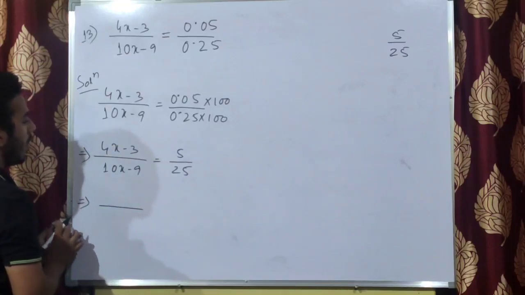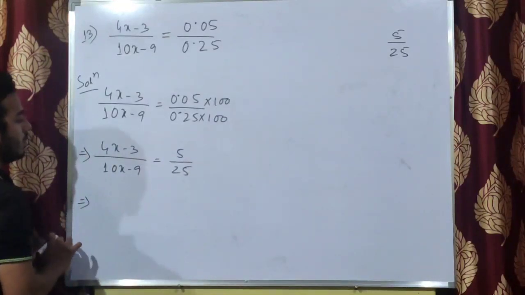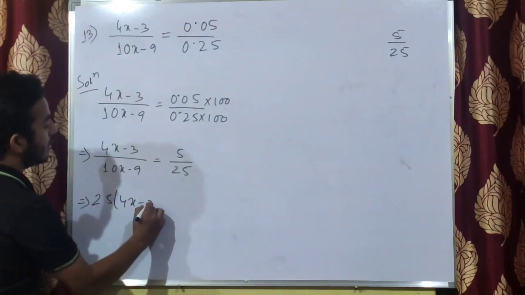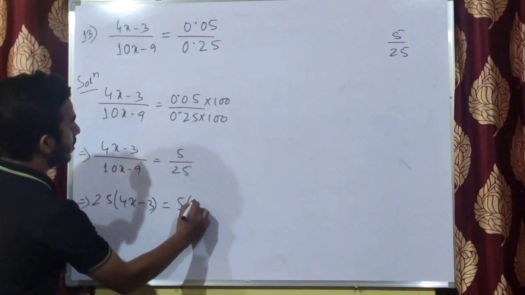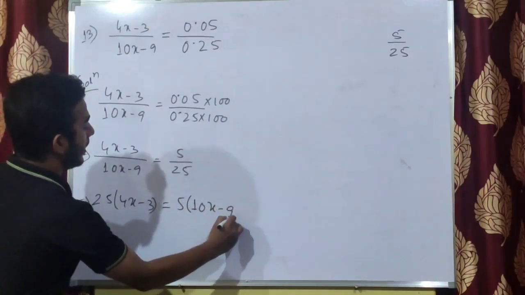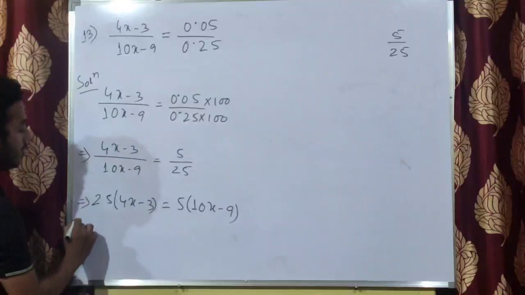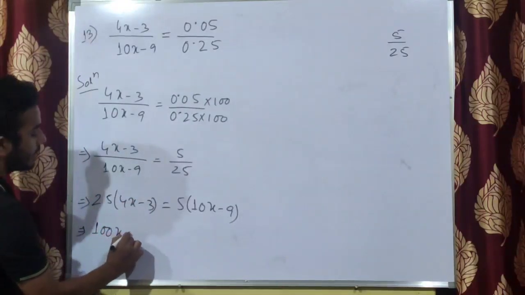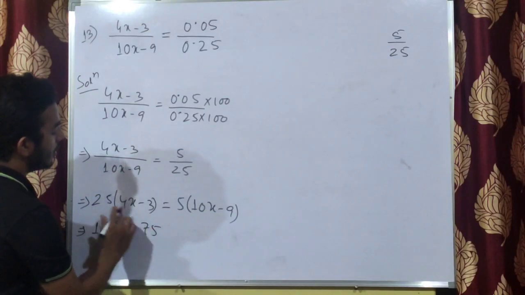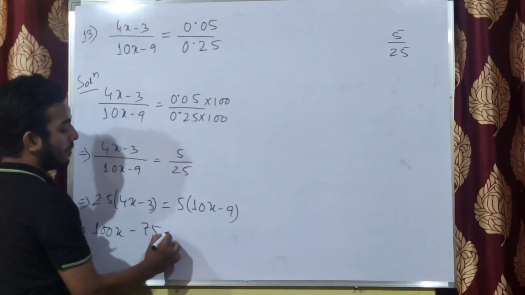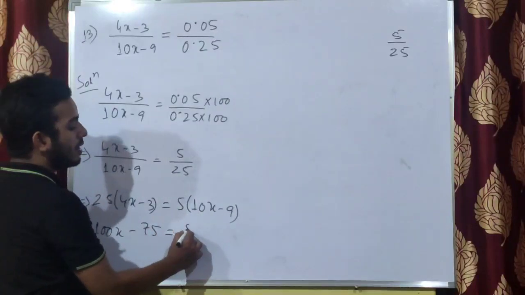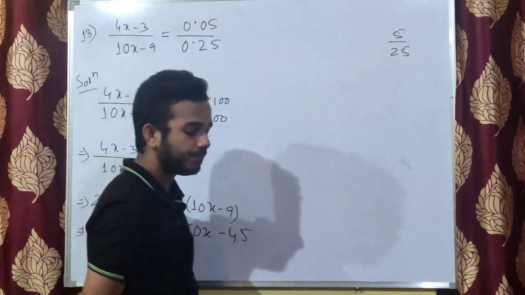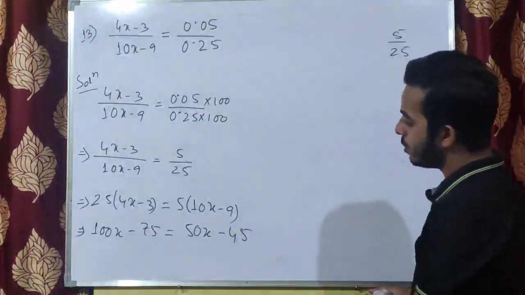So can we write 25 into (4x minus 3) equals 5 into (10x minus 9). So 25 into 4 is how much? It is 100, so 100x minus 75. 25 into 3 is what? 75. Next, 5 into 10 is how much? 50x minus 45. Okay.